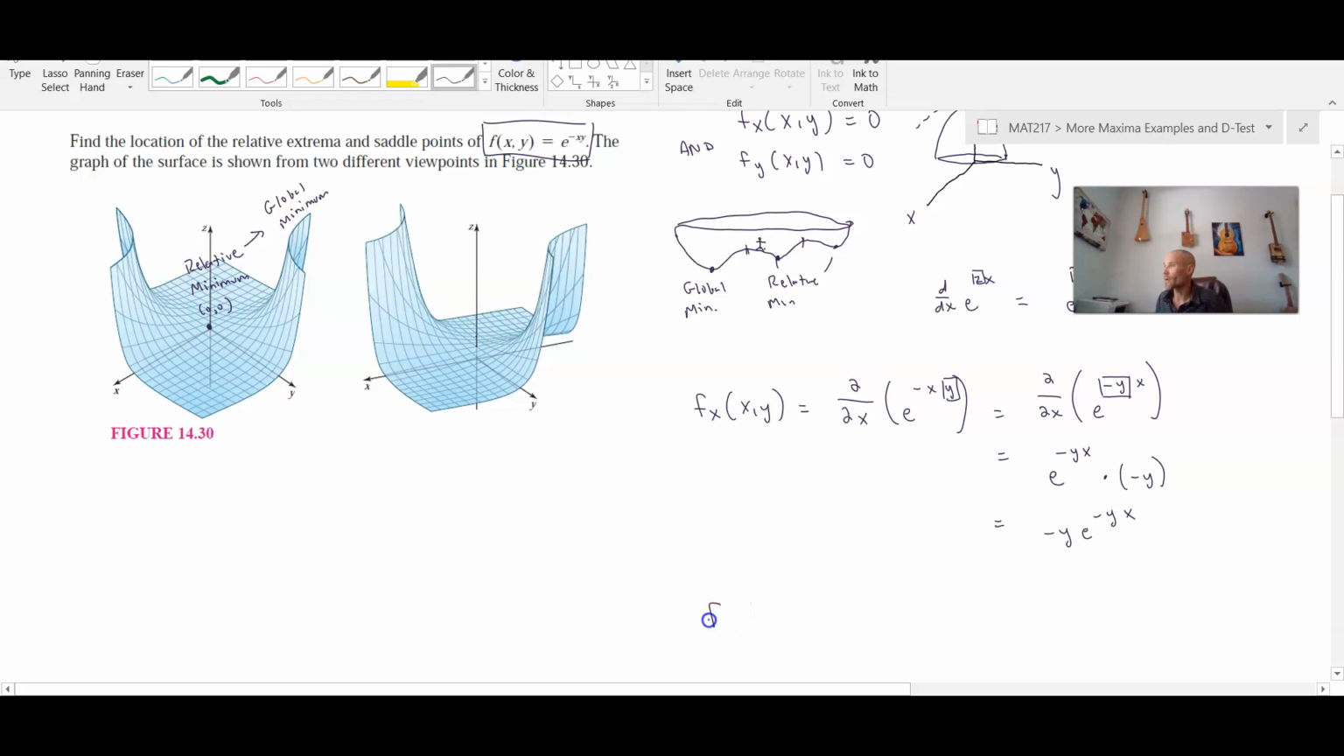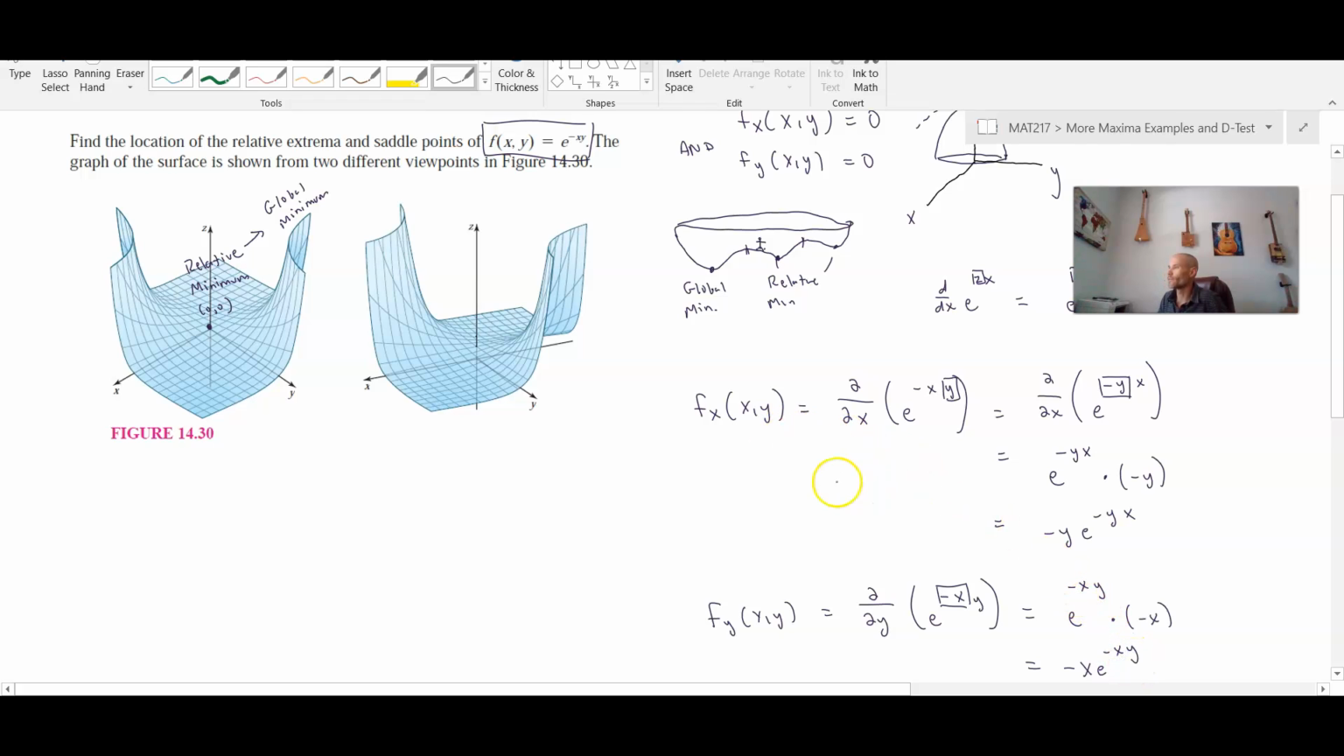Now the partial with respect to y will be similar. We're going to take the derivative with respect to y of e to the negative xy. Now we're holding x constant, so negative x is a constant coefficient, and so the derivative of e to the stuff is e to the stuff times the derivative of that. So we have some constant times y, its derivative will just be the constant, and we'll be left with negative x e to the negative xy.